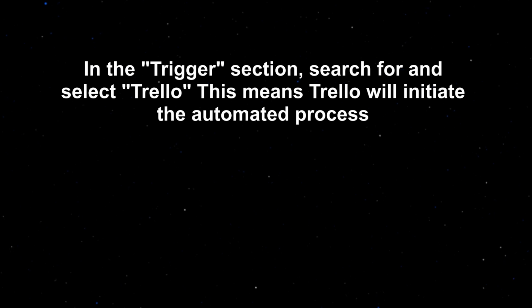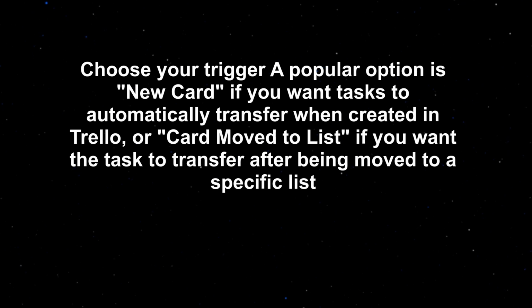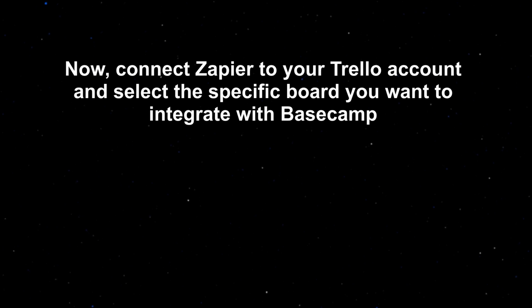In the Trigger section, search for and select Trello. This means Trello will initiate the automated process. Choose your trigger. A popular option is New Card if you want tasks to automatically transfer when created in Trello, or Card Move to List if you want the task to transfer after being moved to a specific list. Now, connect Zapier to your Trello account and select the specific board you want to integrate with Basecamp.